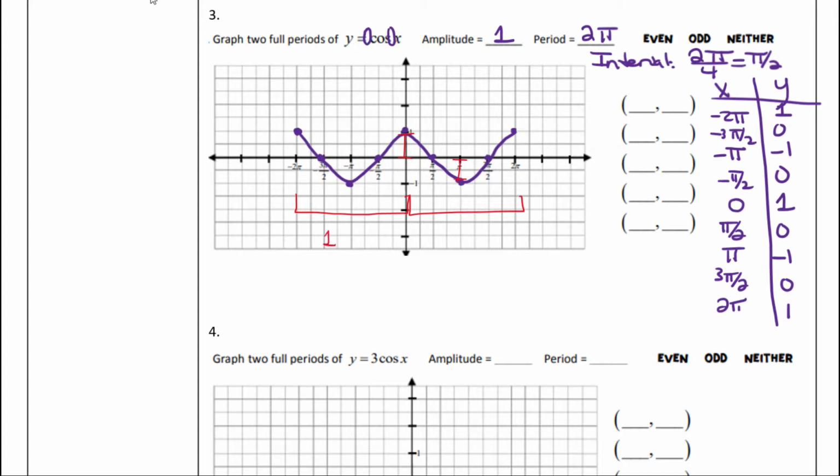So that's one period. And notice that this is symmetric about the y-axis. So if you were to cut this in half along the y-axis, well, it's symmetric, right? So it's symmetric about the y-axis, which means it's even. Okay, so this graph is symmetric, so we would say it's even.